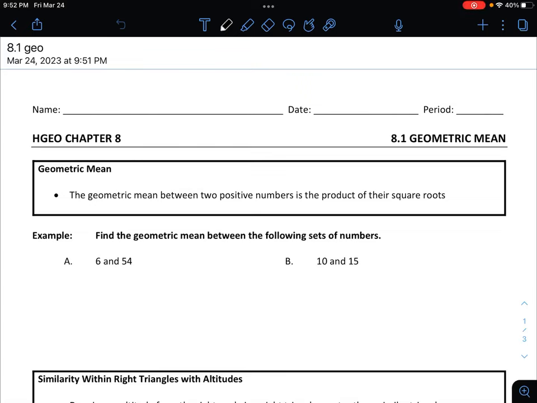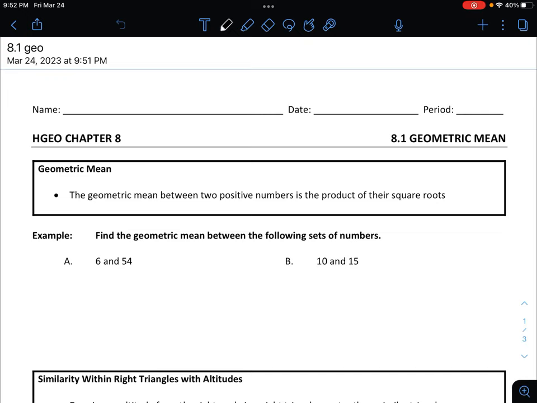All right, geometry. We're starting off in 8.1 now. So this chapter really goes over a lot of trigonometry, Pythagorean theorem, a lot of triangle relationships. So first thing, before we get to the trig, is something called the geometric mean. And the geometric mean is just the product of the square roots of two positive numbers.